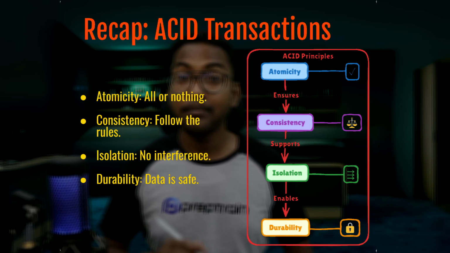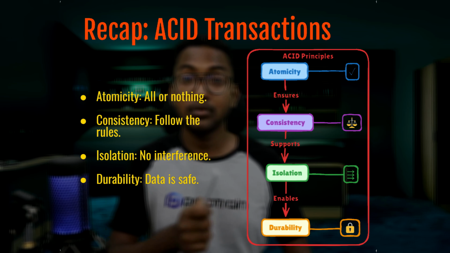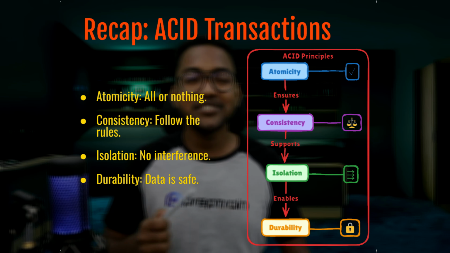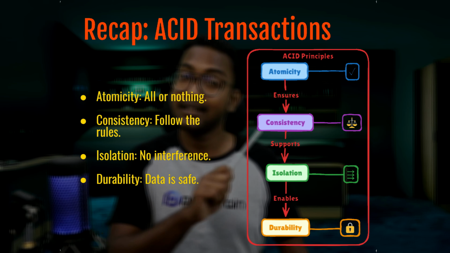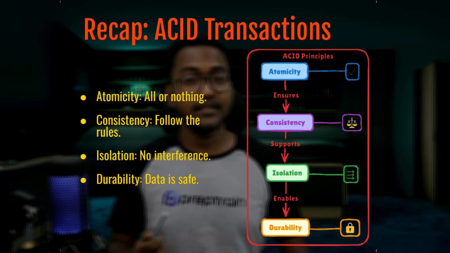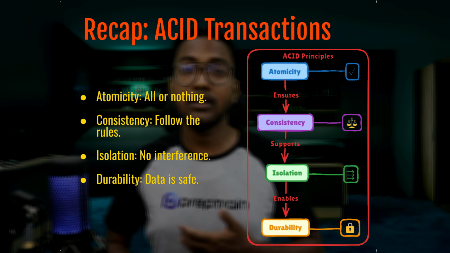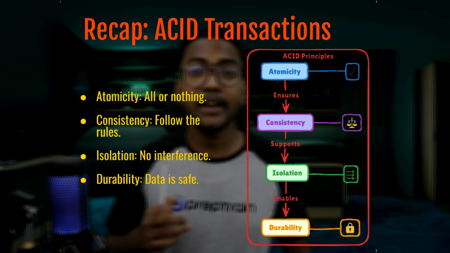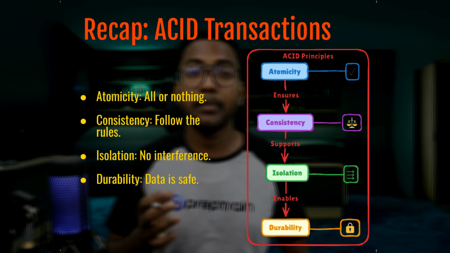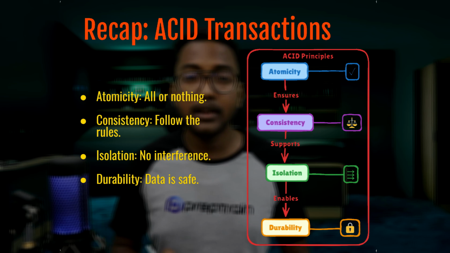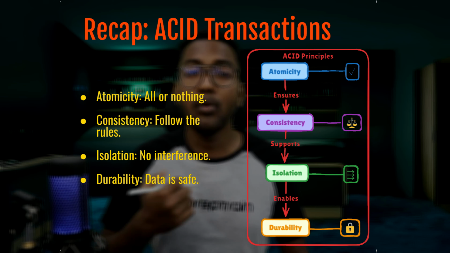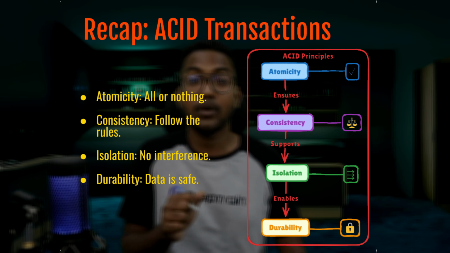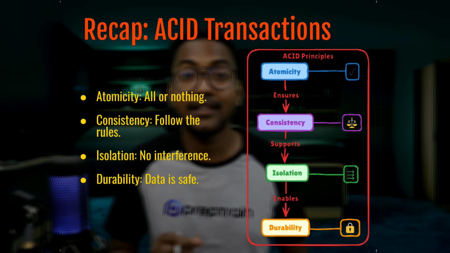Remember the example of buying a phone online. Either the payment goes through and the order is confirmed or neither happens. So atomicity ensures that there are no half-done transactions. Next, we have consistency. This principle ensures that all transactions follow the predefined rules of the database. Think of it like the gatekeeper that prevents invalid data from being written to the database. For example, in a banking system, you can't withdraw more money than what you have, right? Because consistency ensures that transactions follow the rule of keeping account balances valid.